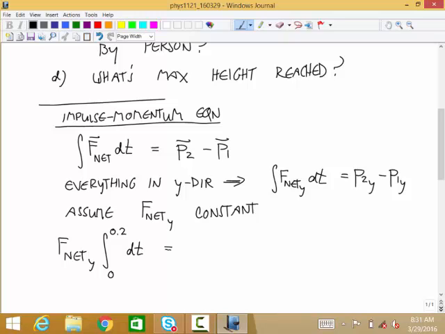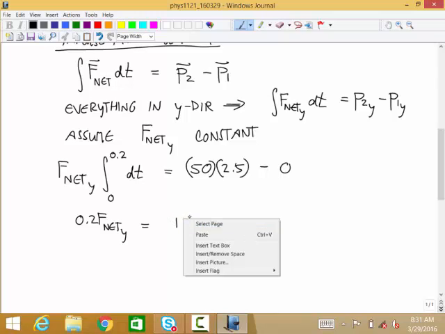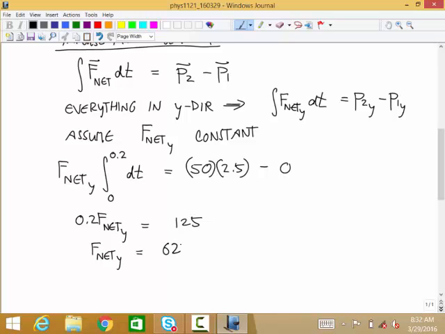And that's equal to, so we have to figure out the two momentums. At instant 2, the momentum is the mass times the y velocity, which is 2.5. At instant 1, he's at rest, so it's 0. And we end up with 0.2 F net y is equal to 125. And so F net y is equal to 625.